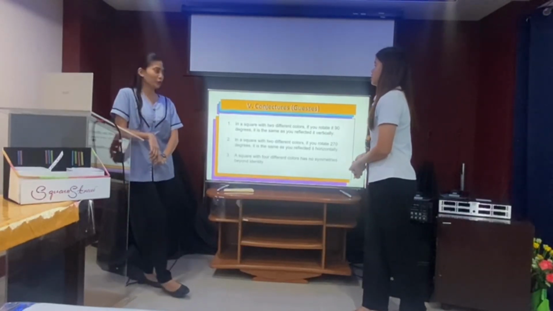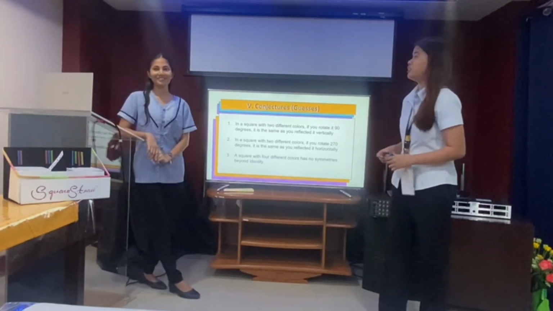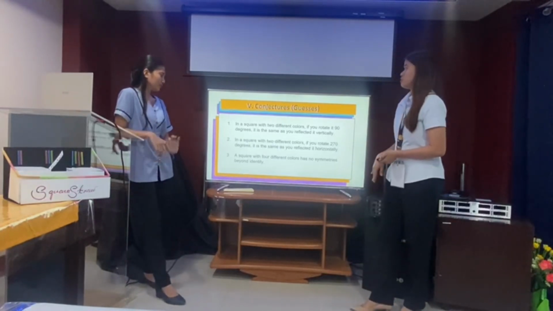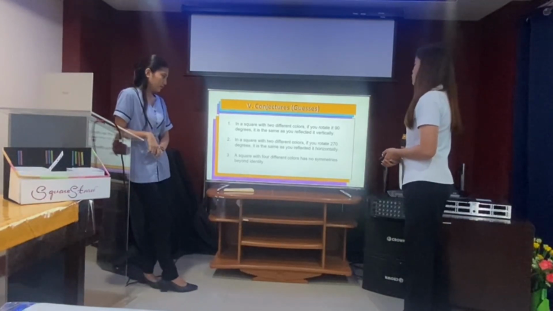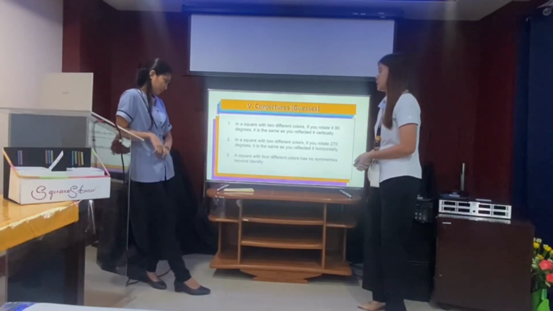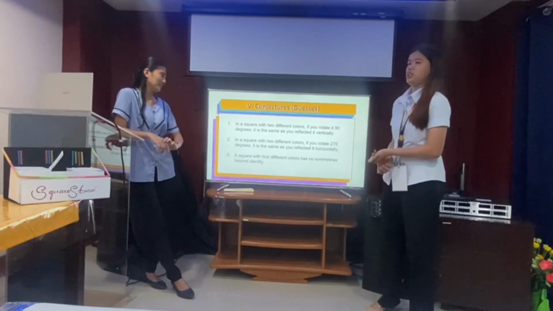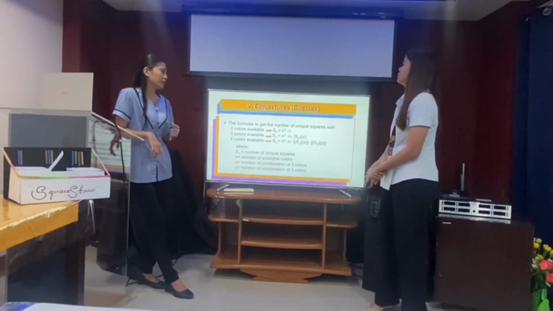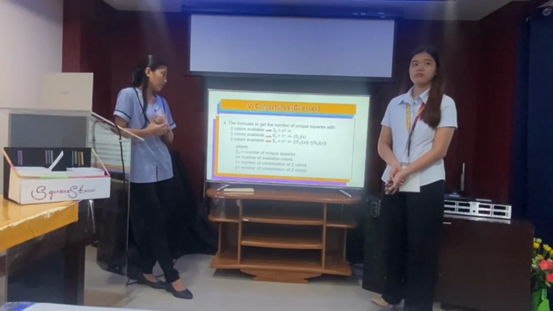So for our conjectures, for squares with 2 different colors, if you rotate it 90 degrees, it is the same as reflecting it vertically. And next, in a square with 2 different colors, if you rotate 270 degrees, it is the same as reflecting it horizontally. Lastly, a square with 4 different colors has no symmetries beyond identity. We also have the fourth one: the formulas to get the number of unique squares, with respective formulas for the different colors available.